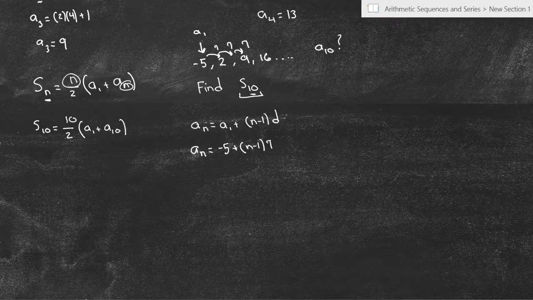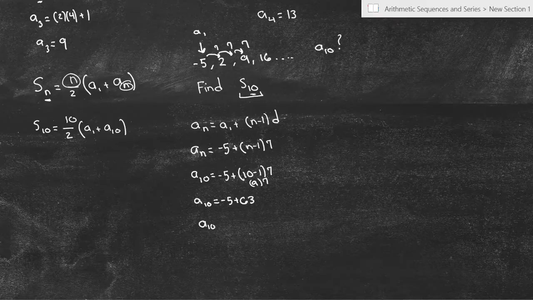And now I'm going to solve for my a of 10, because that's what I'm looking for here. So a of 10 equals -5 plus 10 minus 1 times 7. A of 10 equals -5 plus 9 times 7, 63. A of 10 equals 58. So now I've got my a of 10. I already knew my a of 1. Now I can really plug it in and solve this sum.